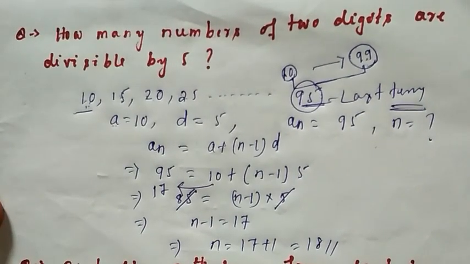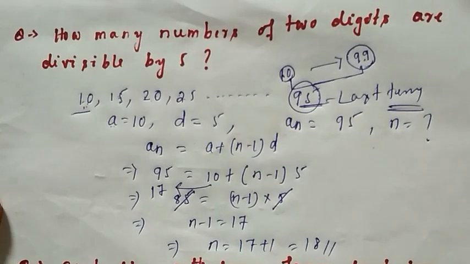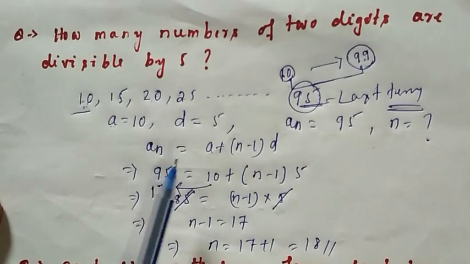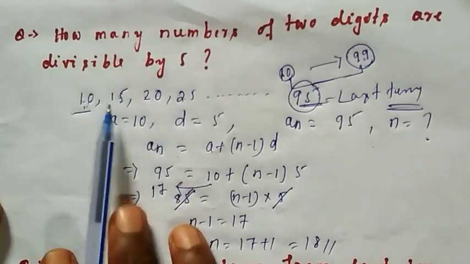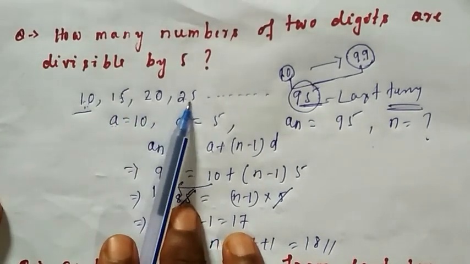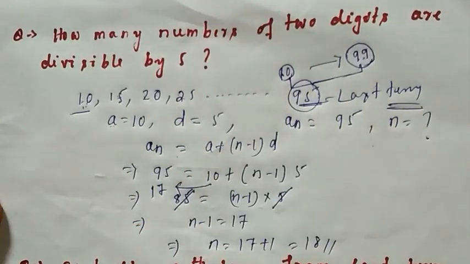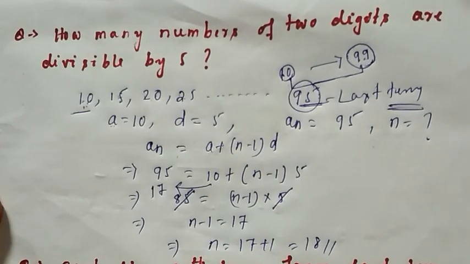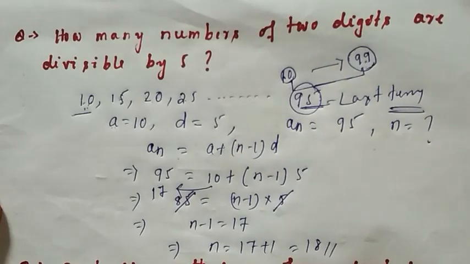From 10 to 99, there are 18 numbers divisible by 5. Is it clear? Instead of using arithmetic progression, you can also find it directly by calculating 10, 15, 20, 25, 30, 35, 40, like that. If you write them out you can find it, but it is time-taking. By using arithmetic progression, you can calculate easily. It helps to reduce our time.